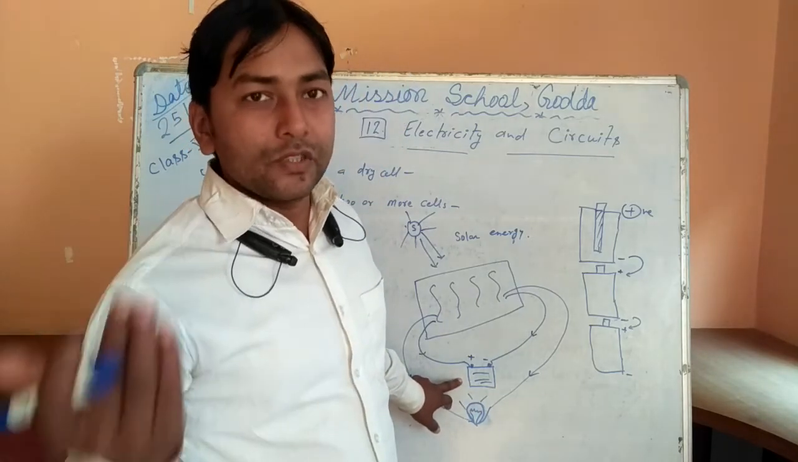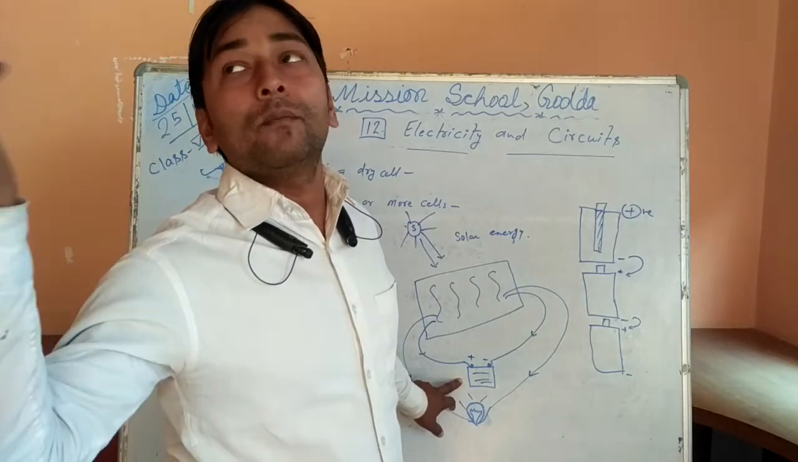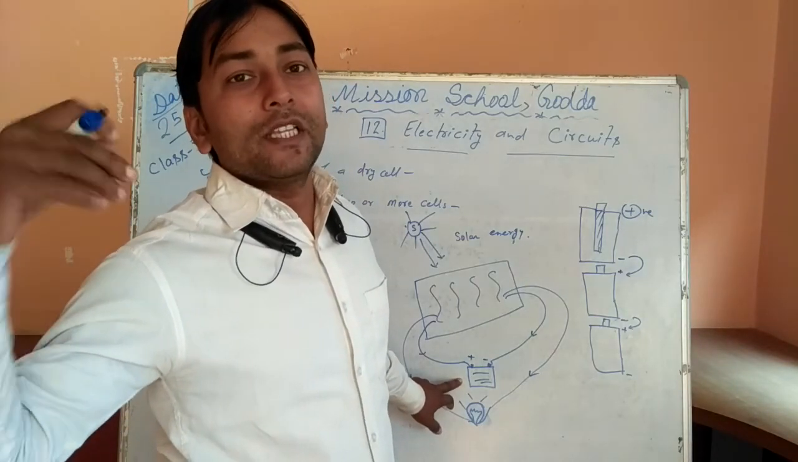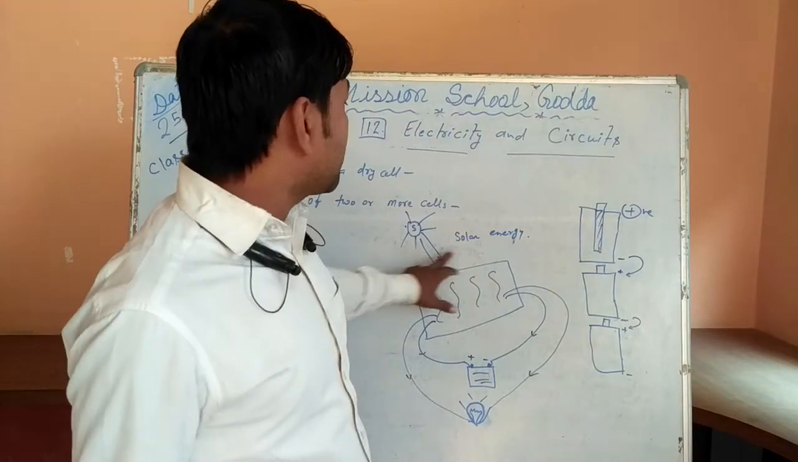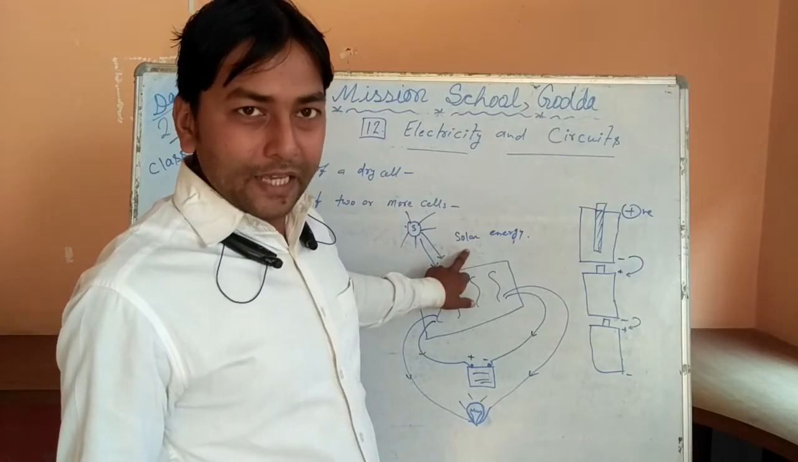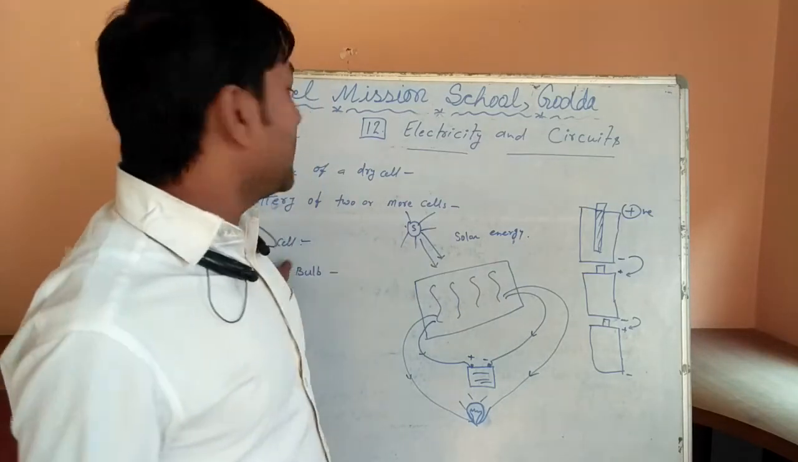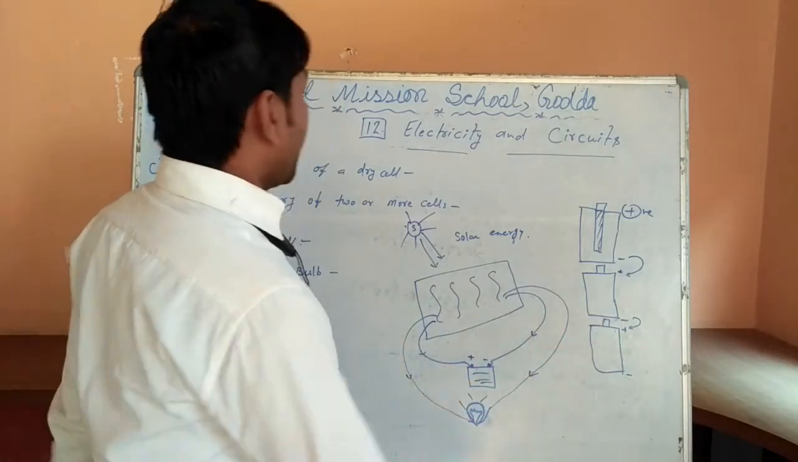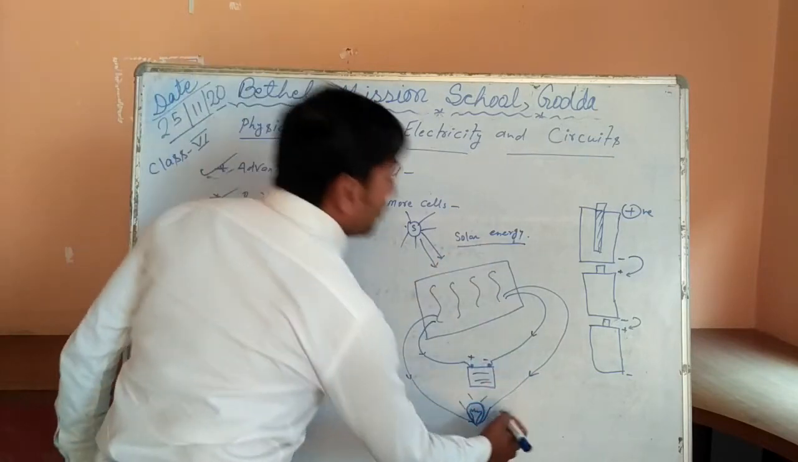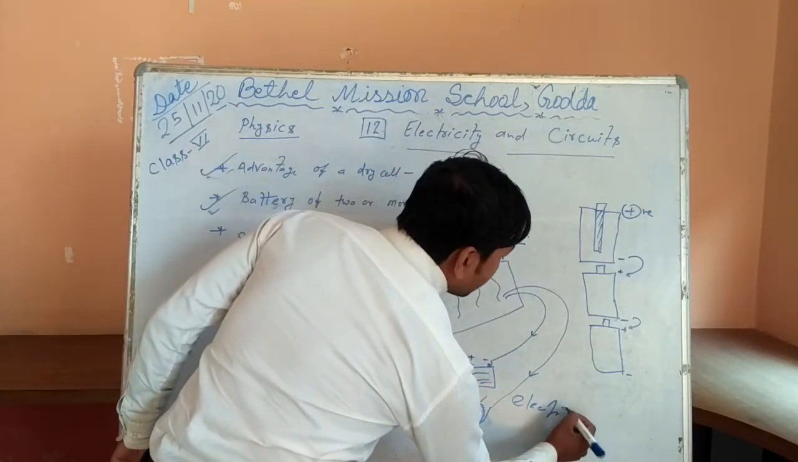And for using at night, or for running a fan at night time, because at night time you can't get solar energy. Now, what is the work of a solar cell? A solar cell converts solar energy directly into electricity.